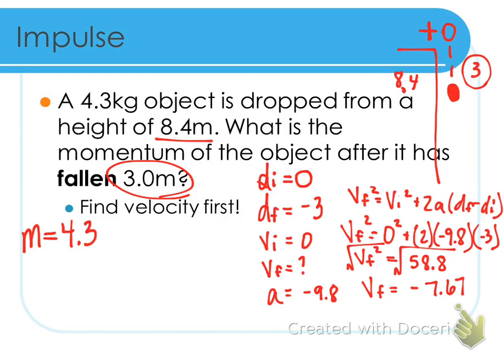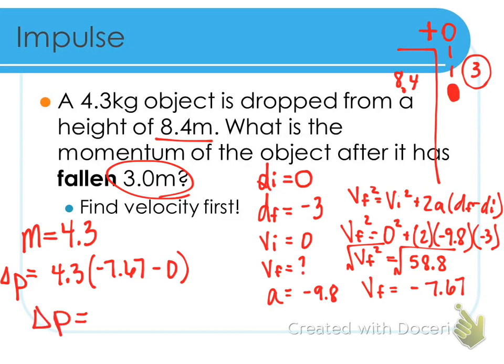Okay? What's the momentum after it's fallen 3 meters? So we need to take our change in momentum here and say mass times final velocity, negative 7.67, minus initial velocity, which is 0. And we get a change in momentum of about negative 33 kilograms times meters per second. Okay, does that make sense? You need to be able to solve those kinematics equations in these chapters. Okay, so I know it's been a while since we've done kinematics, but it's still going to come up.